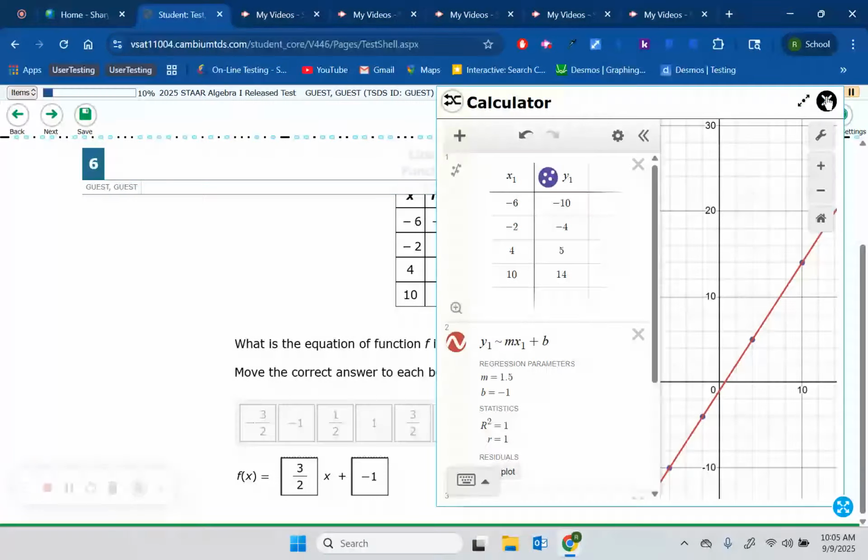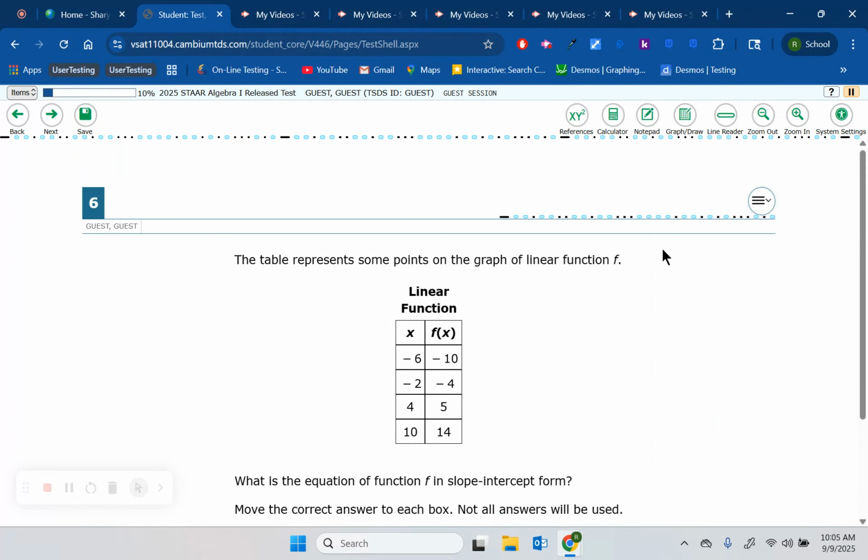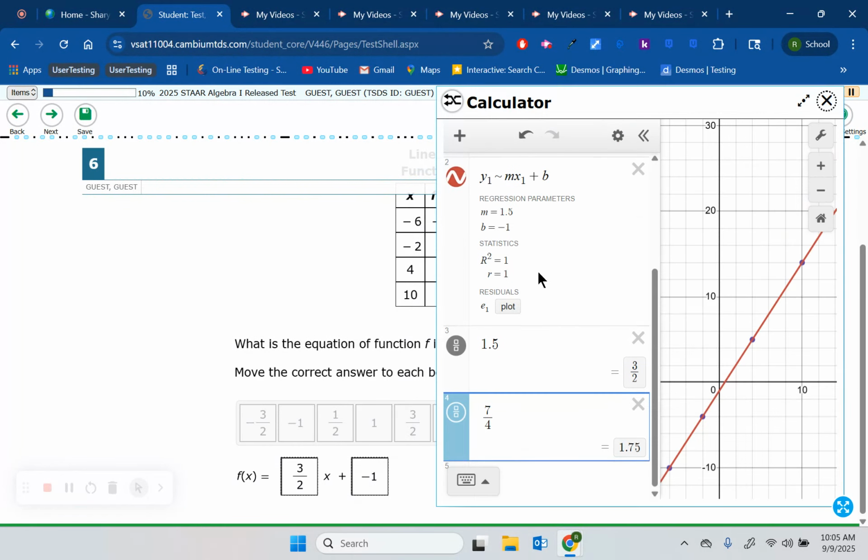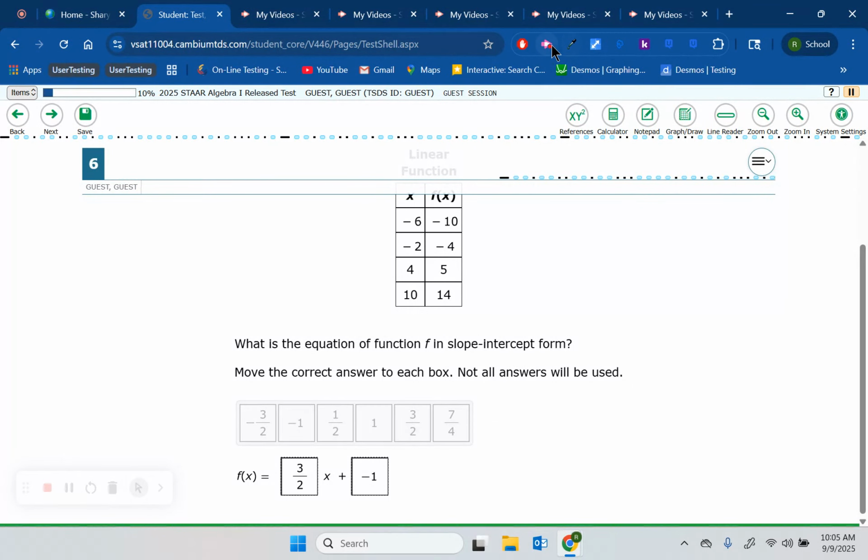But this test is easy. It's not hard at all. Just recognize when to use things. So this is linear. I got coordinates. I use regression. Here's my regression tool at work here, and I got my answer. This test is easy.